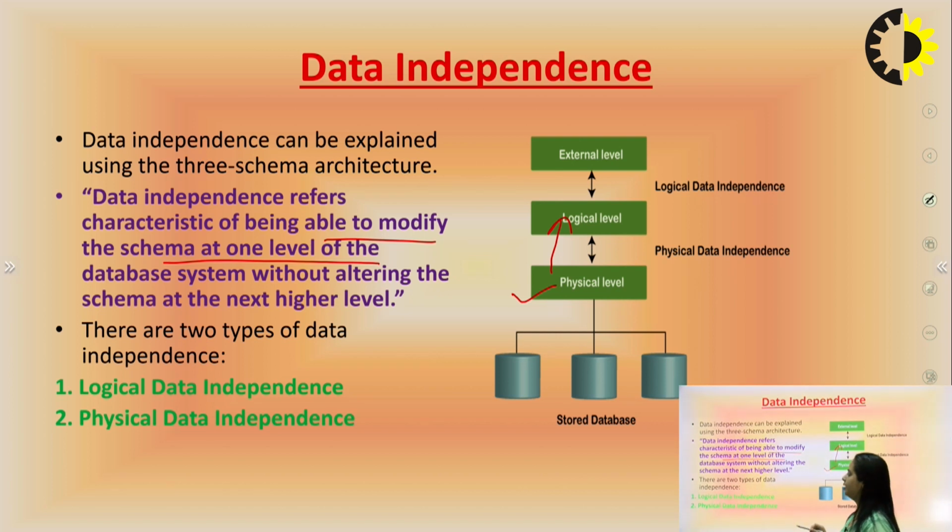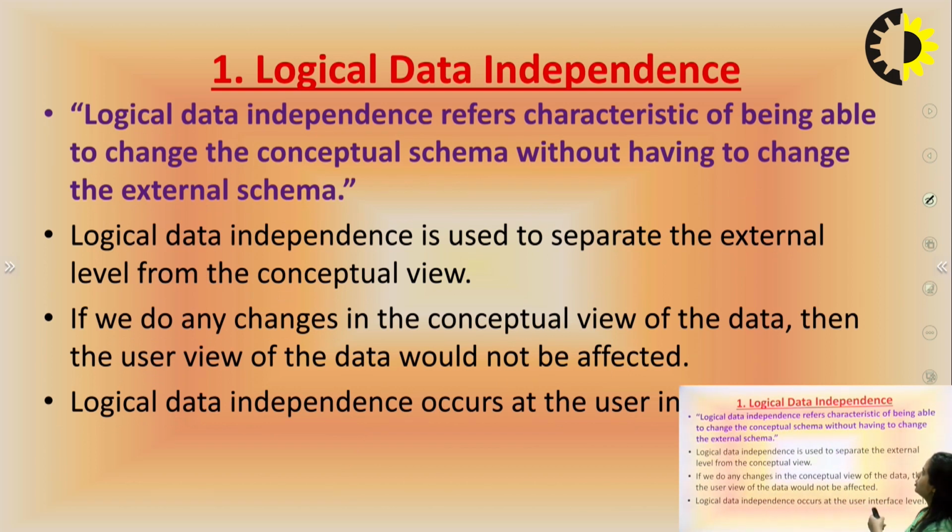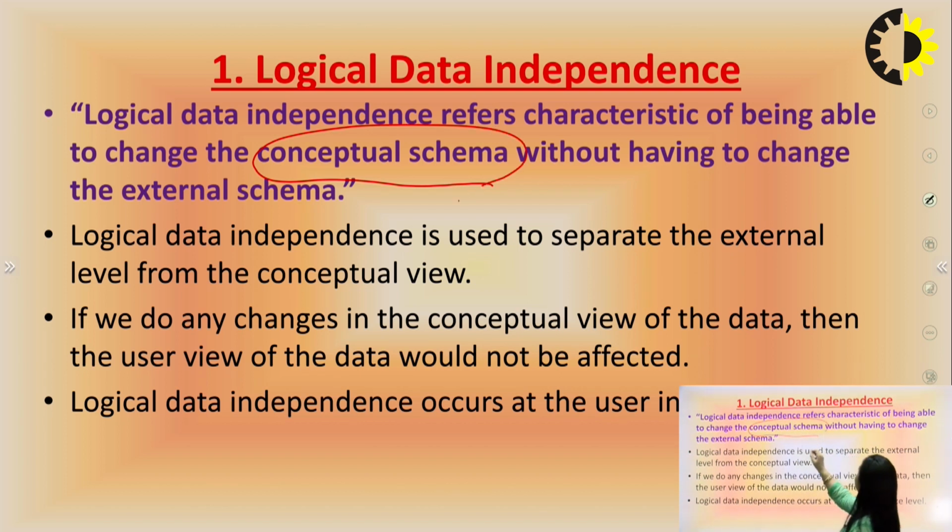Two types of data independence are there: logical data independence and physical data independence. Physical data independence lies between the physical level and the logical level, and logical data independence lies between the external level and the logical level. What is logical data independence? Logical data independence refers to the characteristic of being able to change the conceptual schema without having to change the external schema. This is known as logical data independence.